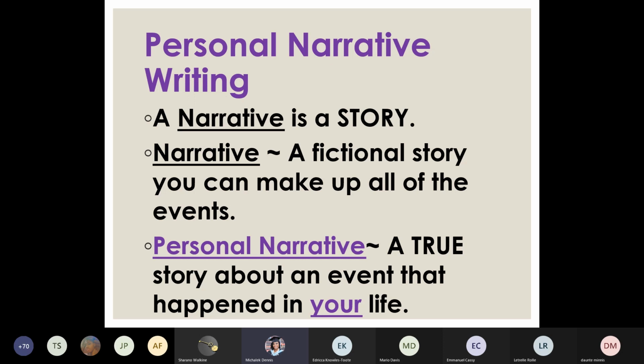And this is the difference between the narrative, which is a fictional story, and the personal narrative, which is a true story. The narrative can be fabricated, but the personal narrative is a true story about an event that happened in your life. And all of us have stories to tell. So you cannot say that you do not have any ideas on what to write about when it comes down to personal narrative, because all of us have stories that we can tell based on our own experiences.